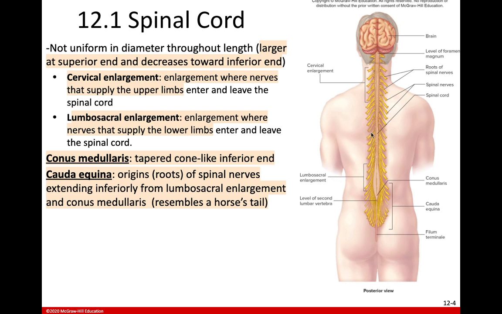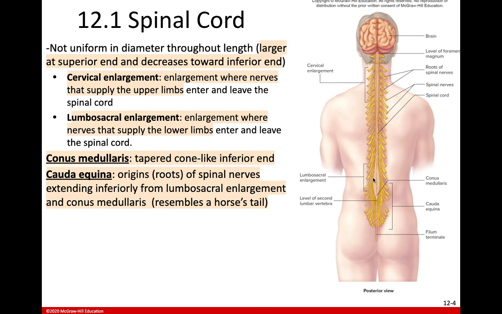There are two enlargements on the spinal cord: the cervical enlargement and the lumbosacral enlargement. The cervical enlargement is going to be right around in here, up close to your neck. You can see it's kind of larger here, and then it gets thinner, and then it gets larger again. So this enlargement area is called the cervical enlargement, and this is the area where nerves that supply your upper limbs are going to be branching off and entering into the spinal cord.